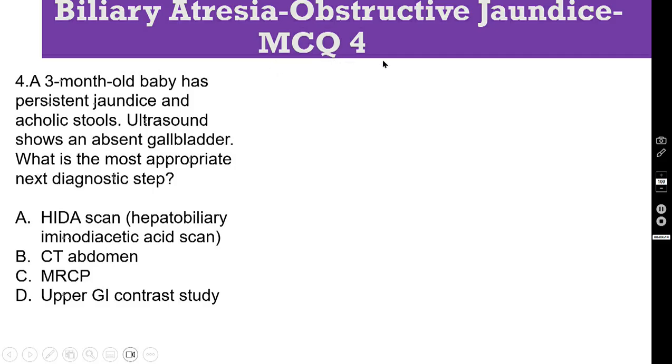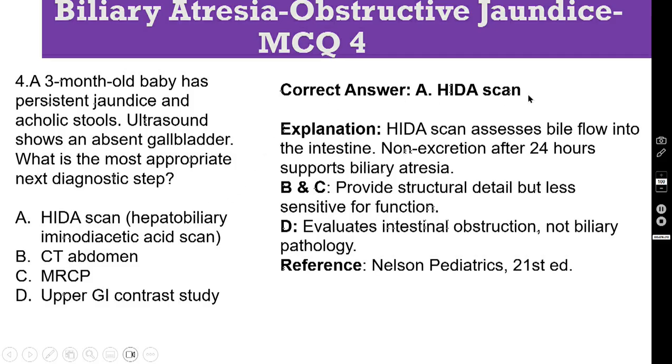Coming to MCQ number 4, a 3-month-old baby has persistent jaundice and acholic stools. Ultrasound shows an absent gallbladder. What is the most appropriate next diagnostic step? A, HIDA scan, that is hepatobiliary iminodiacetic acid scan. B, CT abdomen. C, MRCP. D, upper GI contrast study. Of course, the correct answer is A, HIDA scan.